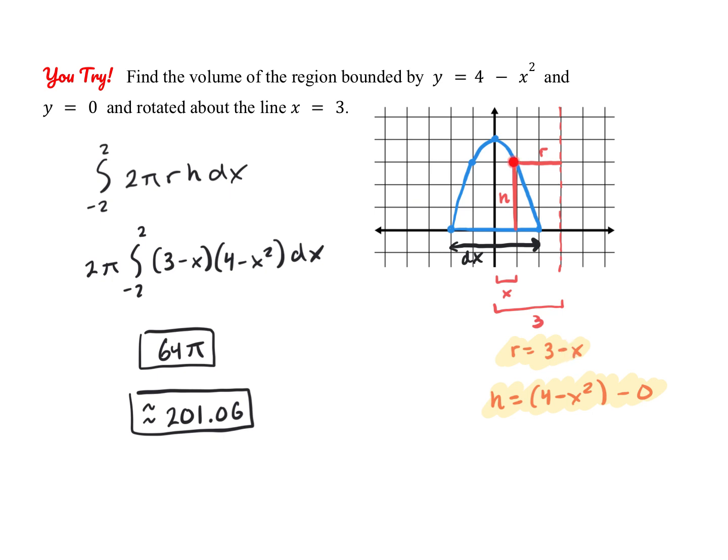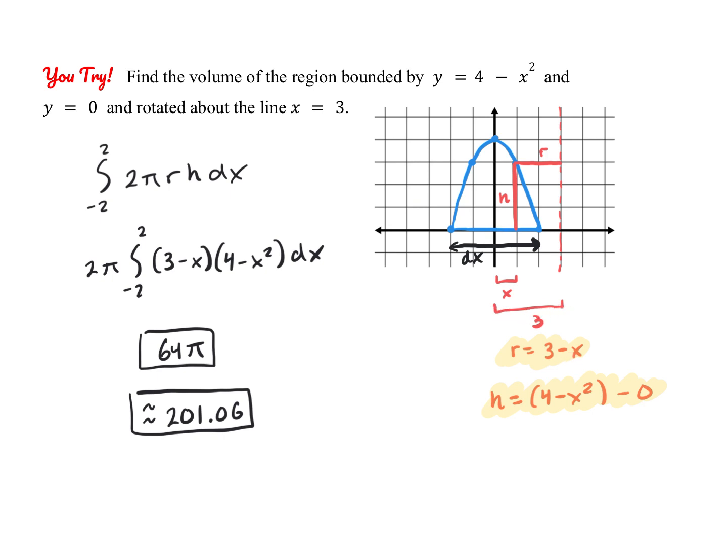So for my radius, if I'm picking this arbitrary height, my radius is this distance, the distance from my axis of rotation to that height. So I know that I need to define it again in reference to x. So this distance is 3.